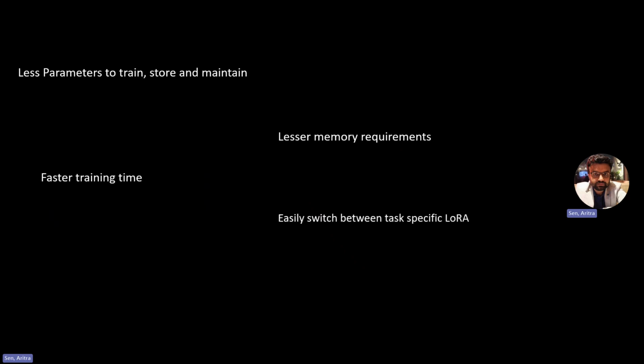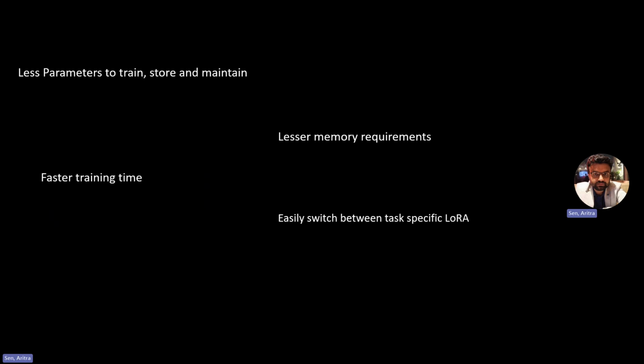Fewer parameters to train, store and maintain, which I've already talked about, will in turn give you lower memory requirements, and that will also give you faster training time. So you can do experiments quickly and get the results, and your training time will be much lower if you use the concept of LoRA, right?